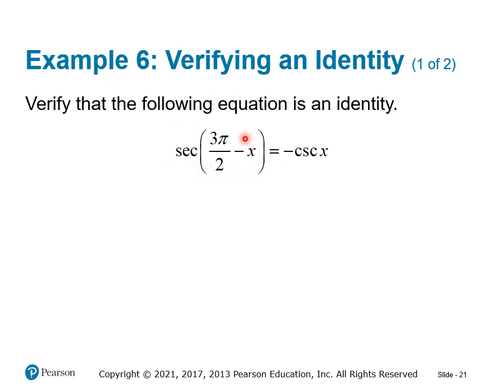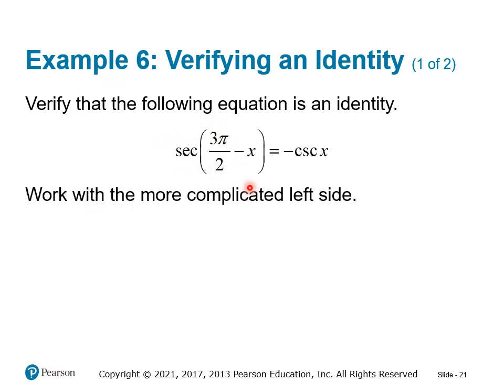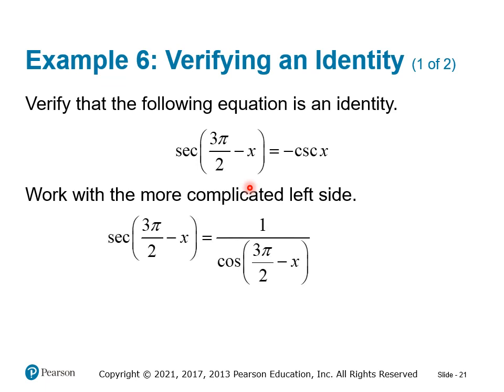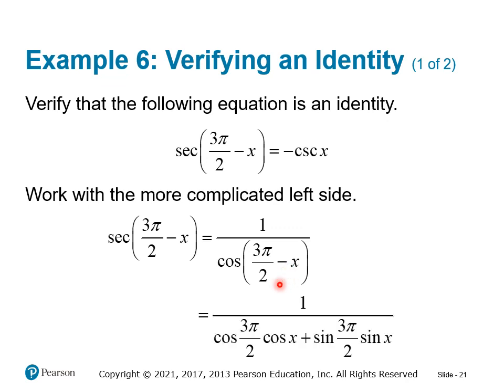Well, with today's lecture, we know we've been dealing with the cosine of a difference between two angles. So the first thing we want to do is change the left side into cosine, or secant equals 1 over cosine. So notice we get 1 over cosine of 3 pi over 2 minus x. Well, we can then use the cosine of a difference identity to rewrite this as cosine, cosine, sine, sine, with a plus in the middle. Okay?